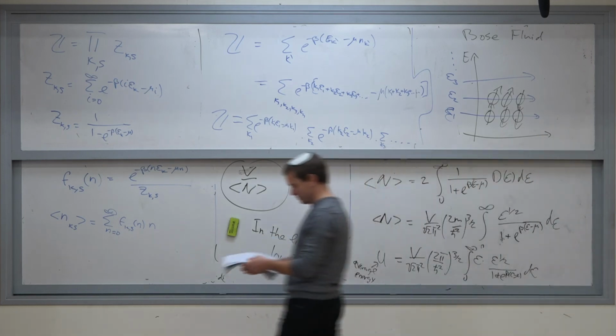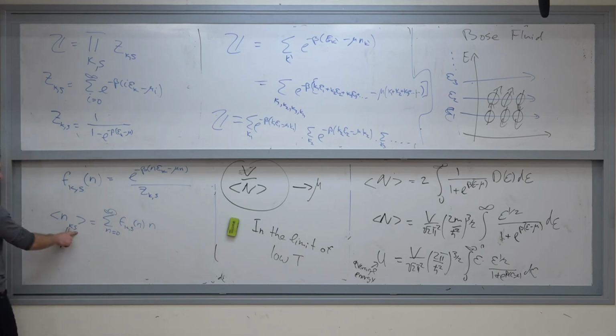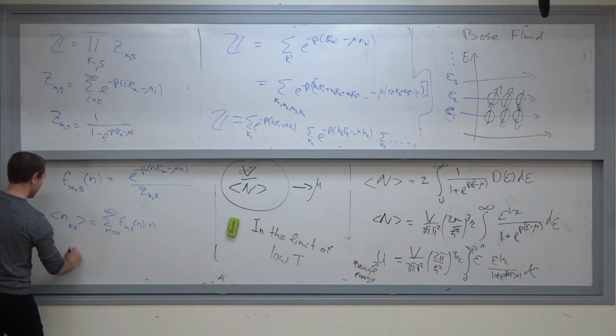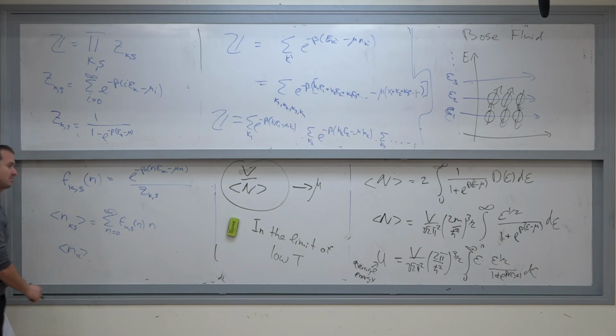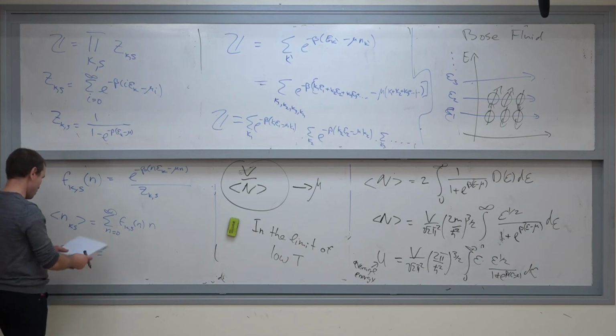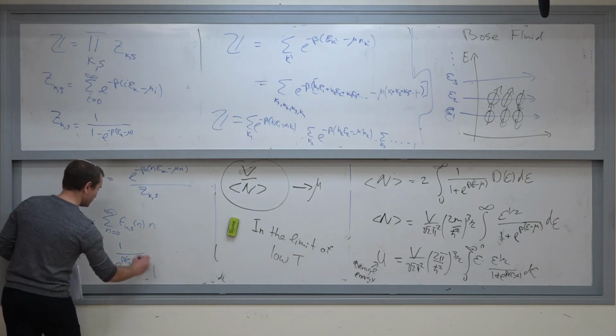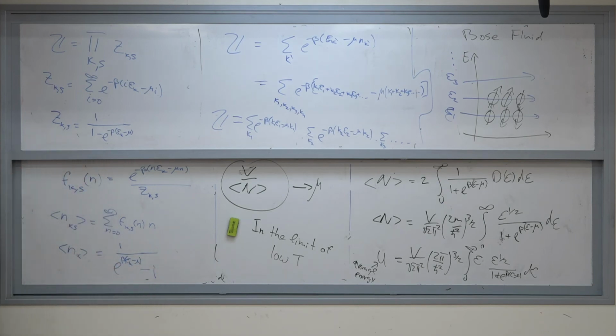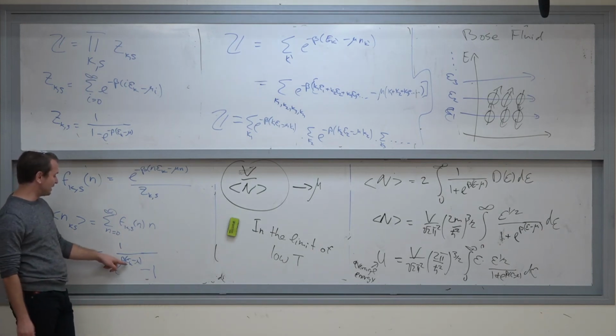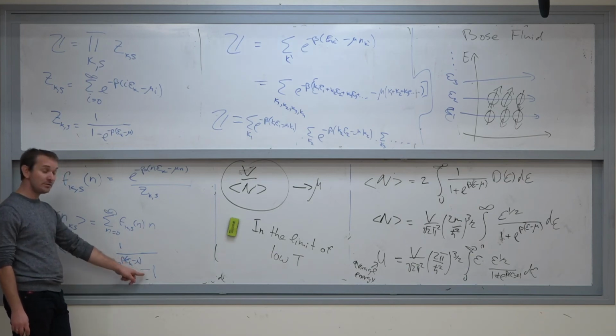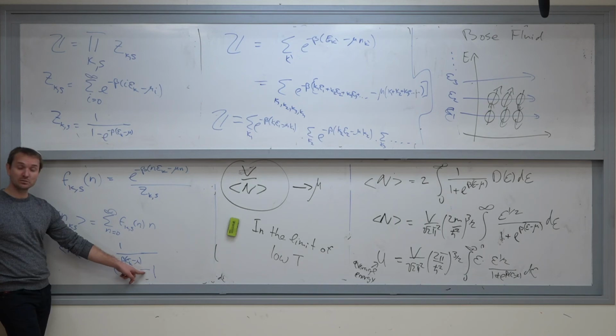What we can obtain, first of all, is that it's never dependent on n(s). N of k is simply 1 over e to the power beta epsilon k minus mu, minus 1. Remember, the average number of particles per state in the fermionic case was 1 over e to the power beta epsilon k minus mu, plus 1. And in the bosonic case, the only thing that changes is this minus 1 over here.